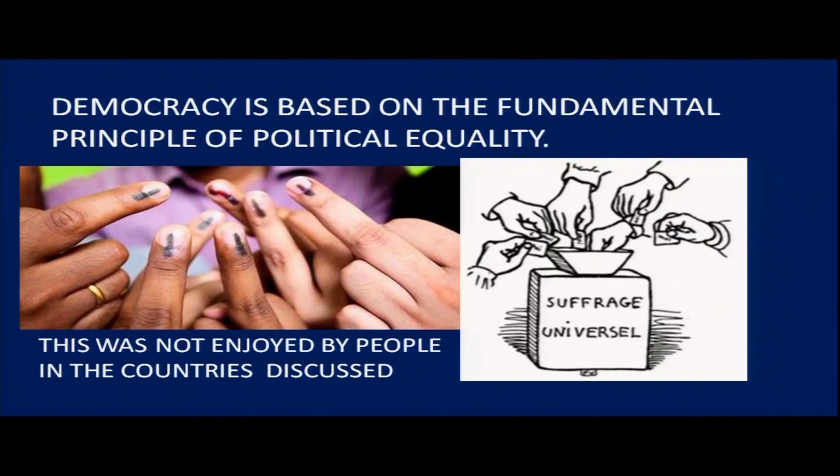Democracy, as we know, is based on the fundamental principle of political equality. This was not enjoyed by the people in the countries that we discussed, Saudi Arabia, Estonia and Fiji. So there was no universal adult franchise. So in real terms, these countries cannot be called democratic countries as the principle of universal adult franchise does not apply here.